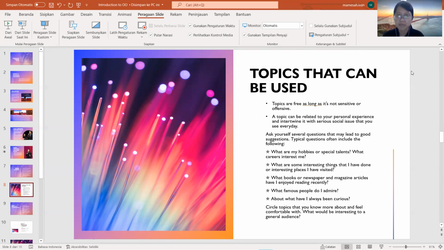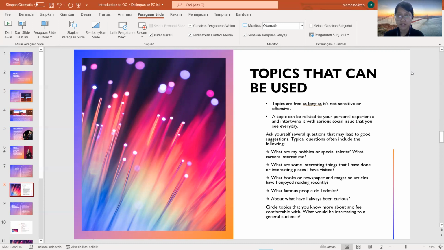And a topic can be related to your personal experience and intertwine it with a serious social issue that you see every day. So just like the previous slide that I already showed before, the thing is that don't use your personal experience as a parameter of something, but you can use it as a form of example, right?